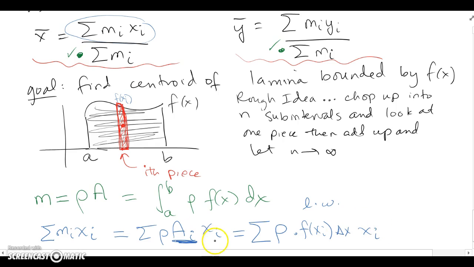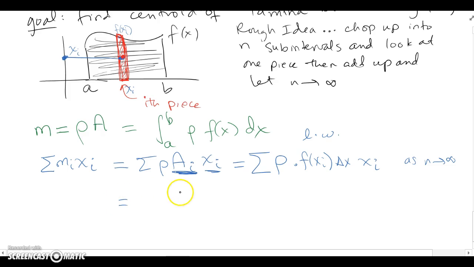And xi, this piece is simply because I'm at the ith location. How far is that from the y-axis? That's x sub i. So the moments end up being the sum of rho f of xi delta x, and this distance xi, that you can think of as a point mass focused there because I'm just dealing with a rectangle. So that's xi.